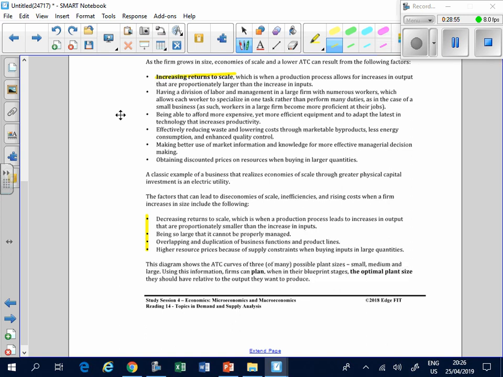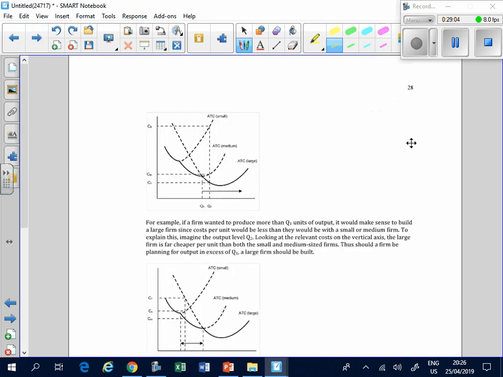Decreasing returns to scale, just make sure you go back to read that example. You will get a question that asks you, should you increase or decrease production? That will help you answer that.